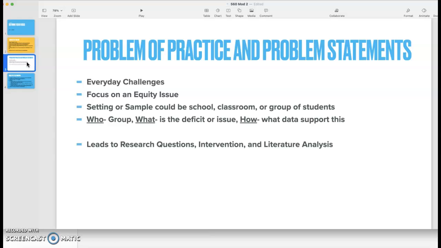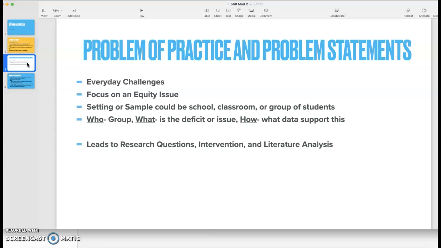But the problem of practice helps us to define not only the equity issue, but also who's impacted by it, what is the deficit, and how are we going to support it. So our problem of practice is what we see every day, and then our problem statement helps us narrow that down. For our goals, of course, we're going to focus on an equity issue. So we're taking one of the 3 issues that you identified in that first module, and we're drilling down, and we're thinking about, so what is the who, the what, and the how that I really need to look at? Well, who is the group of students that I'm focusing on? Or who are the group of teachers that I'm focusing on if you're focusing on a staffing issue?